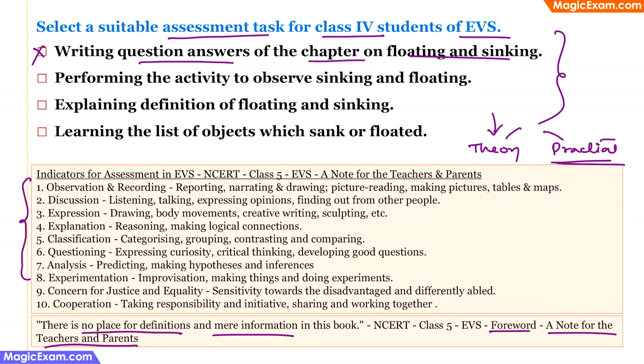The next one is performing the activity to observe sinking and floating. So, performing the activity, this is practical. Therefore, this has to be the answer choice.